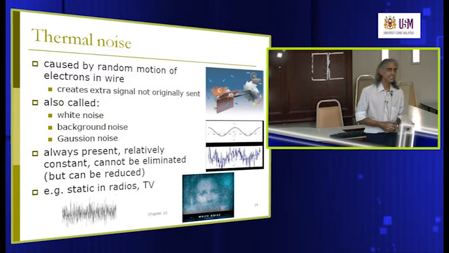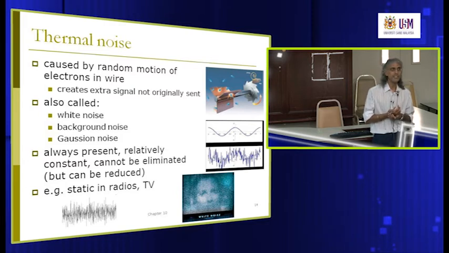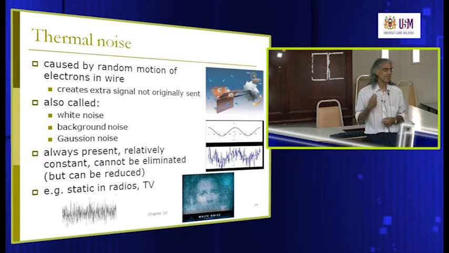Now thermal noise is basically something inside the wire itself, caused by the properties of the electrons when they travel over the wires. So thermal noise is internal. It's caused by the random motion of electrons in the wire, causing extra signal not originally sent. It is also called white noise, background noise, or Gaussian noise. This kind of noise is always present, relatively constant, and cannot be eliminated.